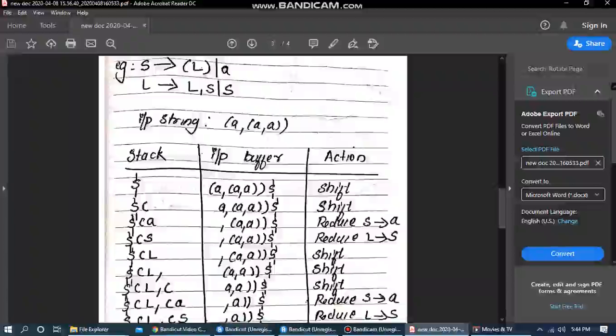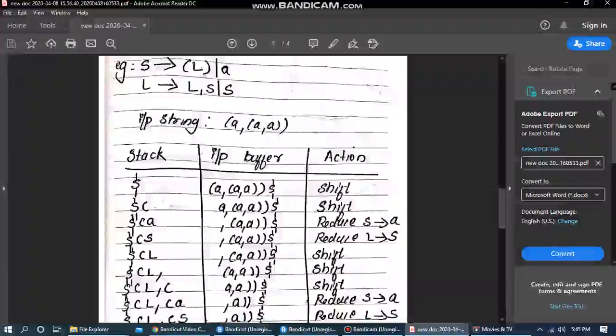Okay, shift. What is the first element in the input string? That is the open bracket. Shift that bracket into the stack. So in the stack there will be a dollar and open bracket, and write the remaining string without the open bracket in the input buffer: A comma open bracket A comma A close bracket dollar. Then check if there is any open bracket in the right hand side of the production. No. In the first production there is open bracket L close bracket, that is the production S gives open bracket L close bracket, and the other production is A, not a single open bracket. So we cannot use it.